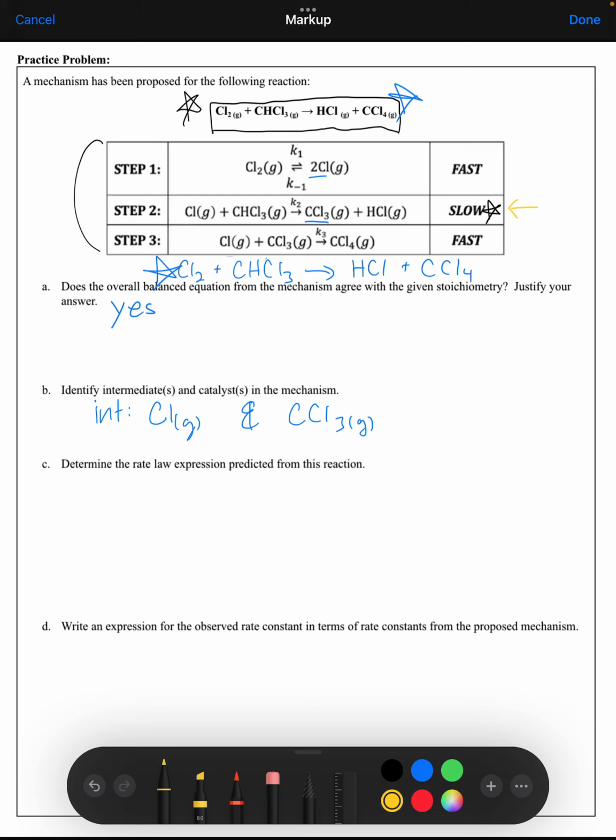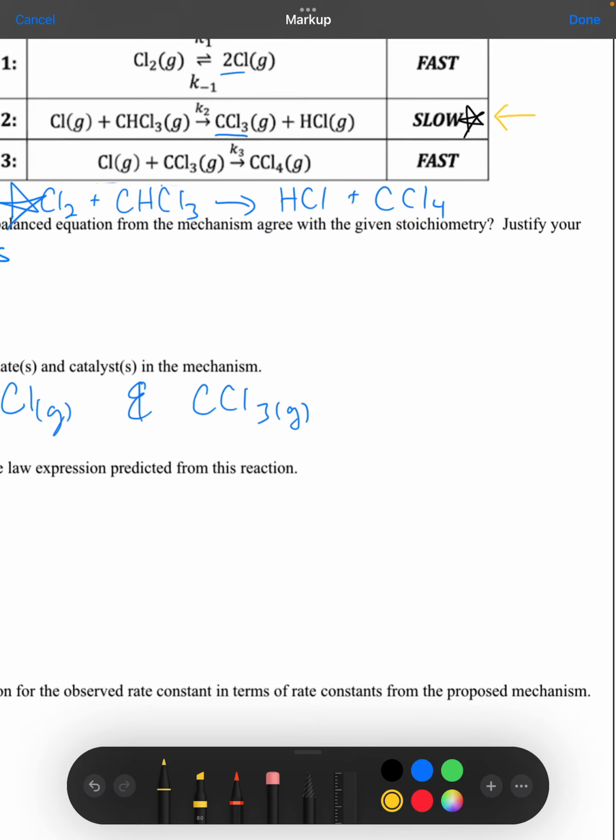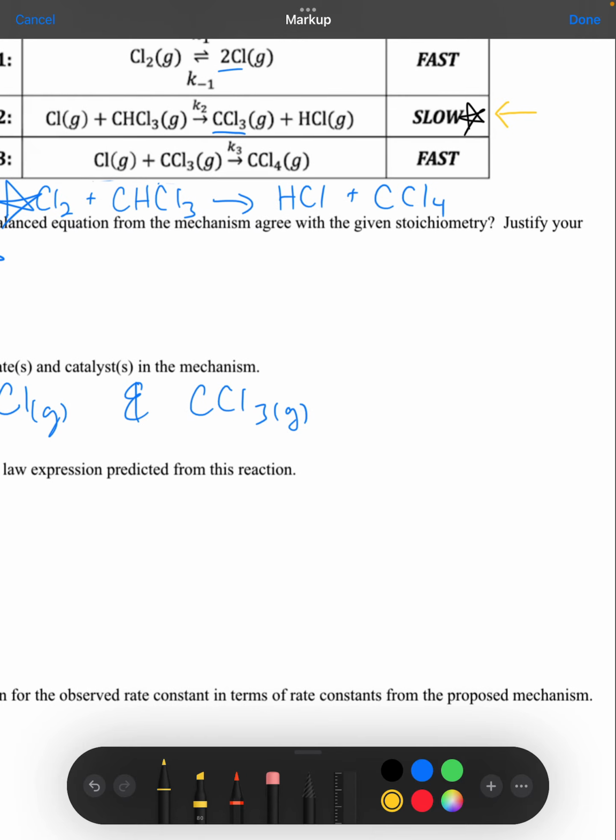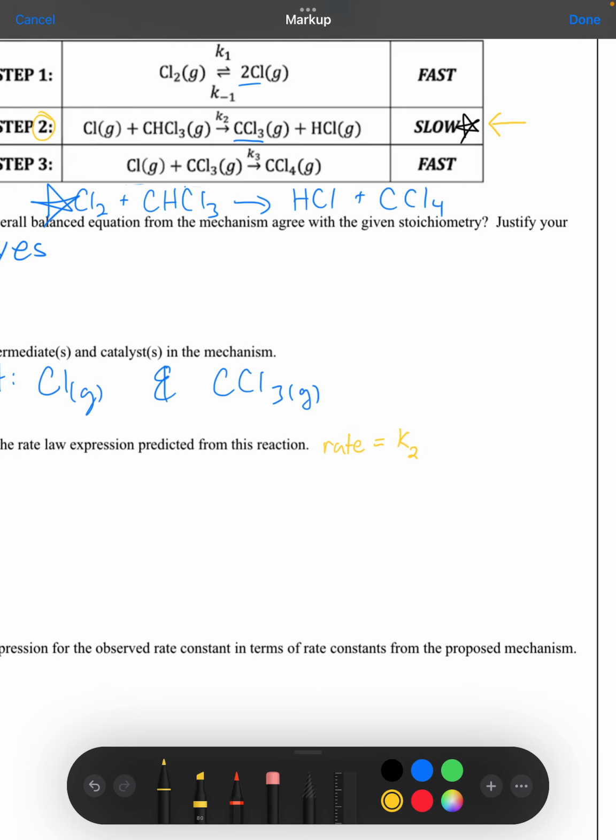So what I'm going to do up in this corner is I'm just going to really quickly write a rate law for that reaction. So our rate is going to be equal to K, and I'm going to call that K2 specifically because this is step 2 and it'll help me differentiate my Ks later. And so our rate is equal to K2 times our concentration of both reactants in that step. So we have chlorine and we have CHCl3.